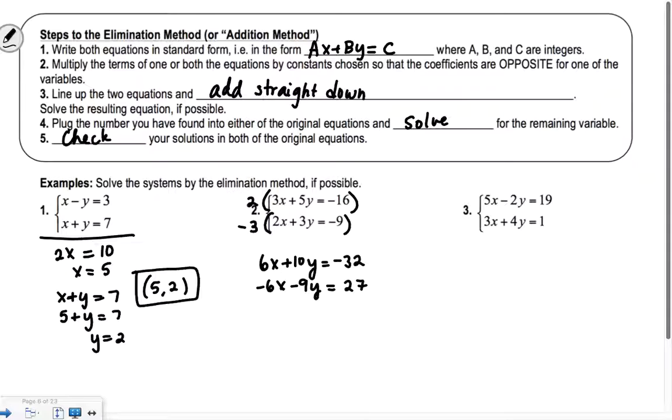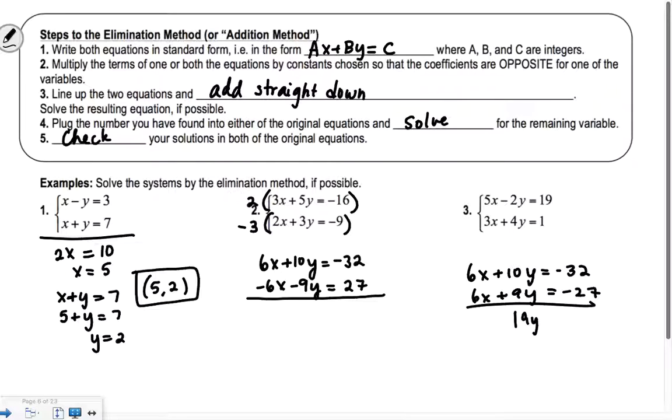Does it matter if you add or subtract? It doesn't. I usually make it so that they're opposite signs so I can just add straight down. In my years of teaching, it's just easier for students to do it that way. Because if they left it as a negative, like 6x plus 10y equals negative 32, and then they subtract, a lot of people will write 19y here because they'll forget that they're subtracting this entire equation, right? So it's just easier to have the signs right there for you.